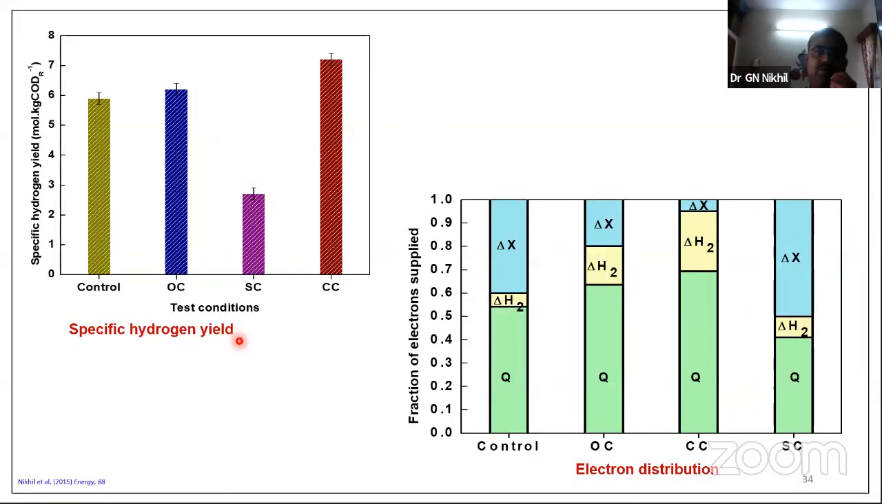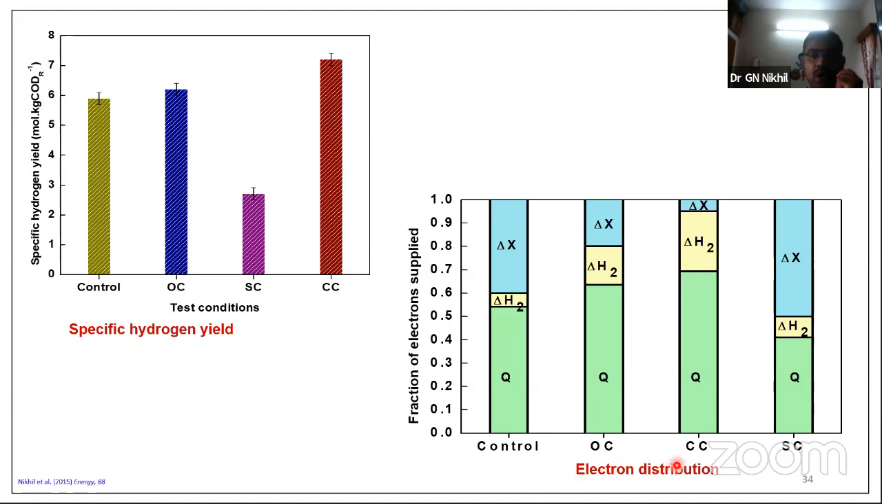Then this is data about the specific hydrogen yield. Basically, we calculate this specific hydrogen yield from an environmental perspective, to see how much hydrogen has been produced per kg of wastewater treated. For the closed circuit reactor which was operated, we have observed a good amount of yield compared to the other conditions which we have run.